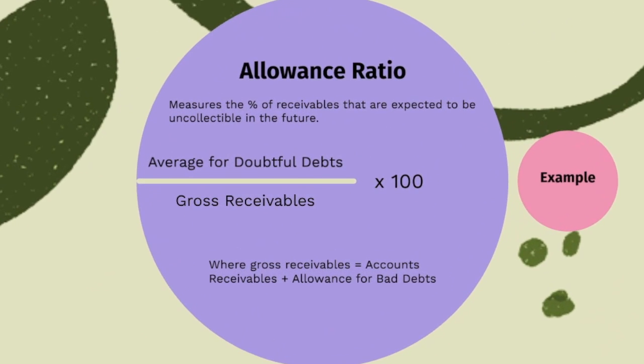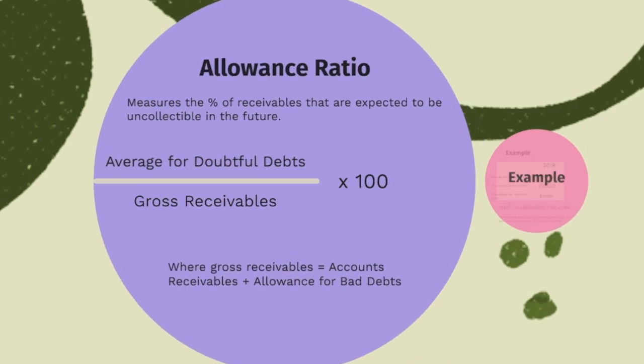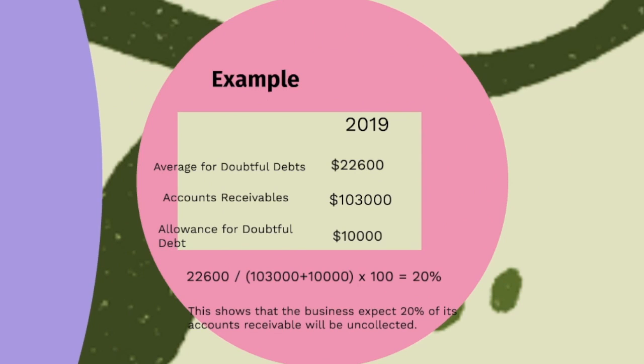Finally, the allowance ratio measures the percentage of receivables that are expected to be uncollectible in the future and is found by dividing the allowance for doubtful debt by gross receivables. The example shows that it is estimated that 20% of accounts receivables will be uncollected, which depicts that the business needs to reconsider who they are selling their accounts receivables to.